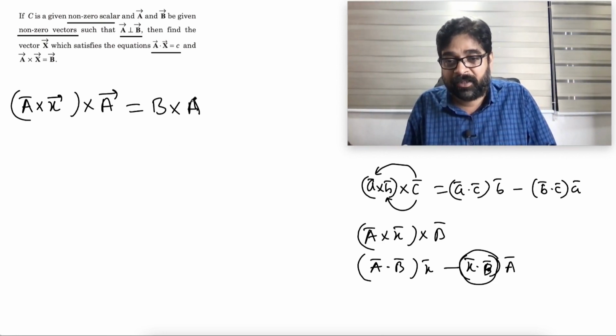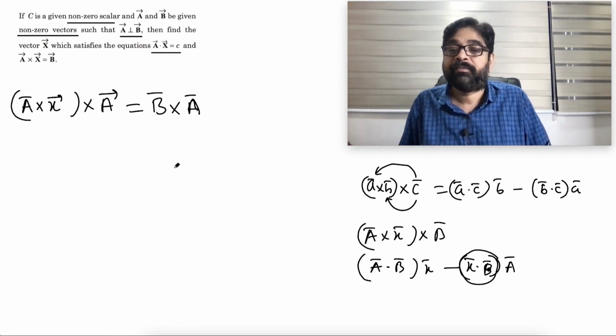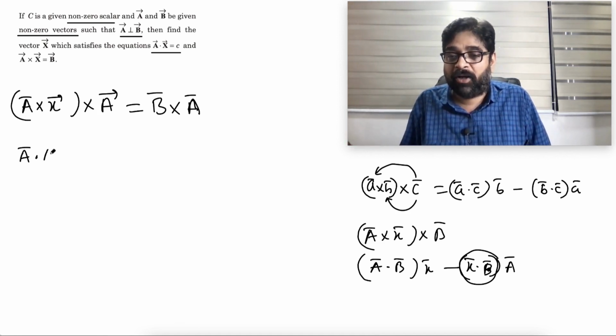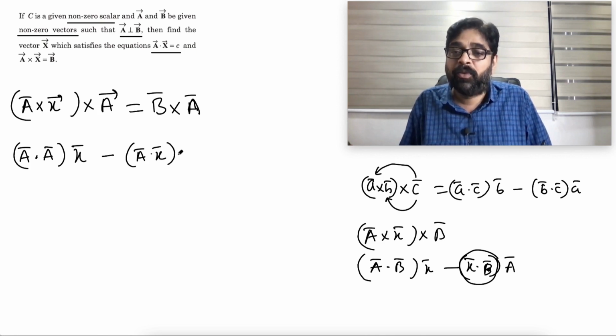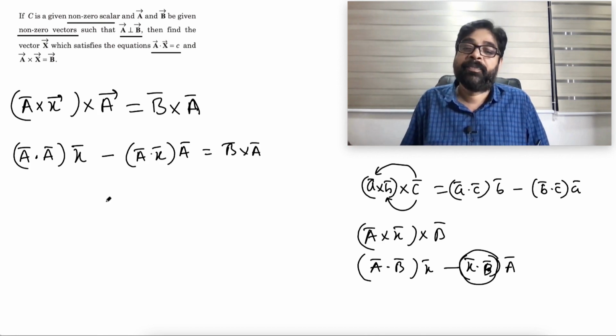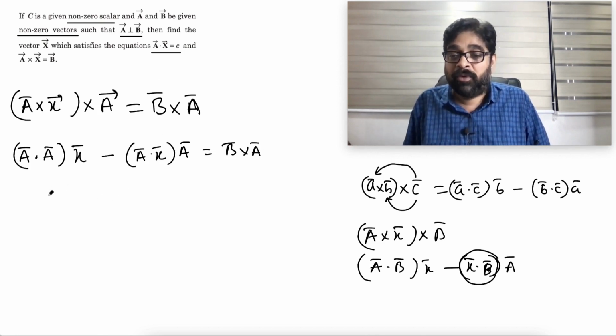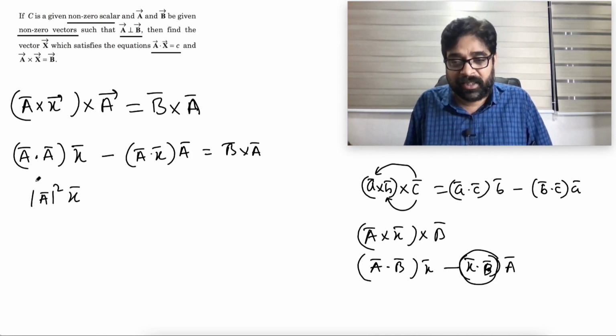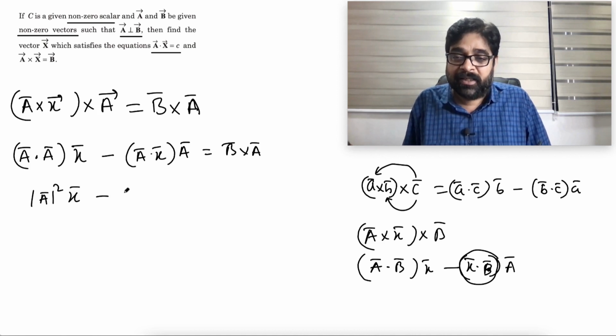It cannot be the first vector because here order matters. Now this will become what? A dot A into X vector minus A dot X into A vector is equal to B cross A. B cross A, leave it like this. A cross A dot X I know. So your A dot A is what? Mod A square into X vector. This is a scalar quantity minus C into A is equal to B cross A, because this value is C.